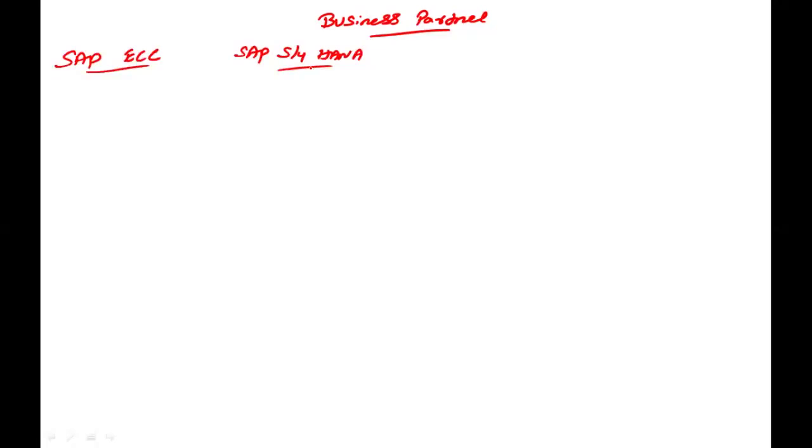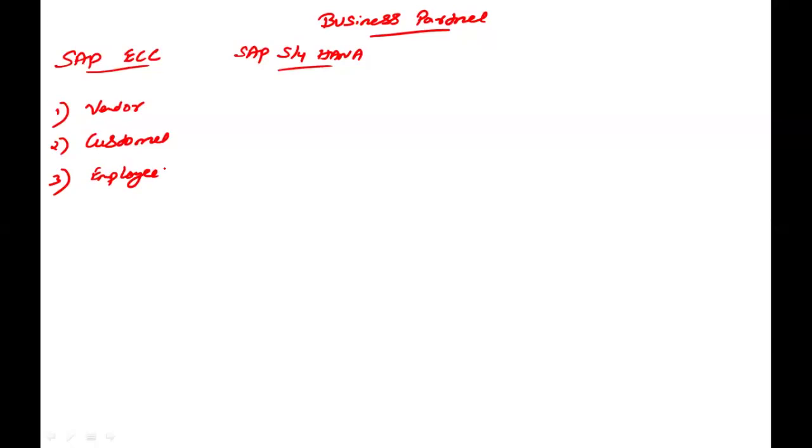In SAP ECC, we did not have this terminology called business partner. What we had in ECC is that we used to create the vendor, customer, and employee separately. For creating vendor, customer, and employee, we had different transactions. Just as we have the transaction MM01 to create a material, in the same way, to create the vendor, customer, and employee, we have different transactions.